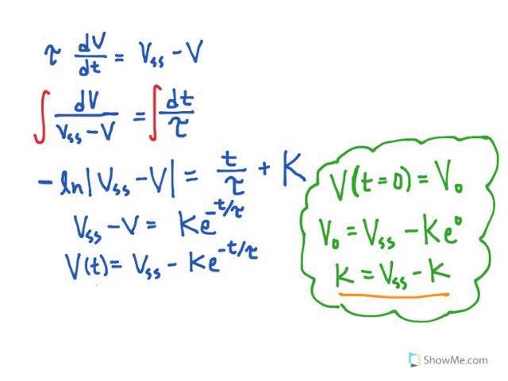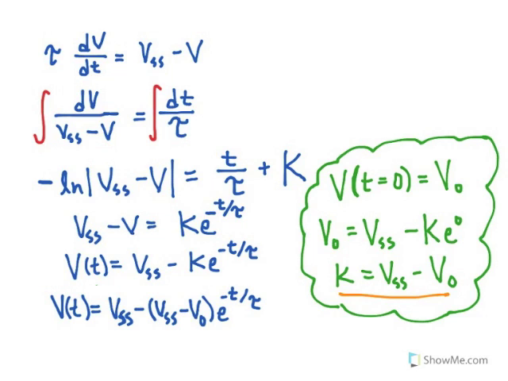Or sorry, that's completely wrong. That must have been confusing. The initial condition. Sorry, I was going too fast there for a second. The constant equals VSS minus the initial condition. So after having plugged in the initial condition, our final solution looks like this.